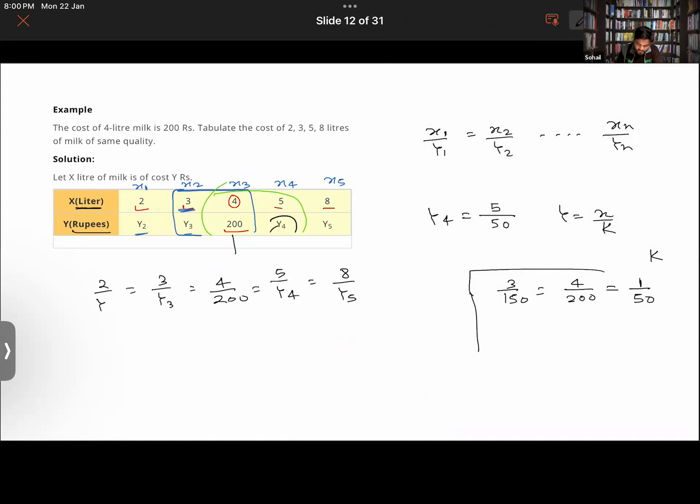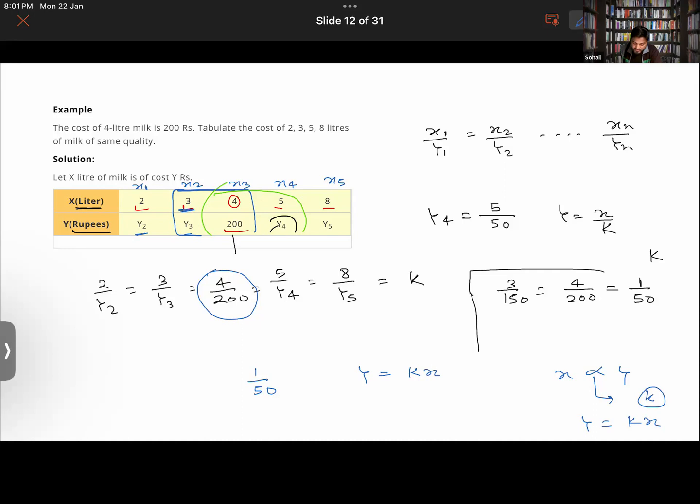All of them will give you a constant value, which we are going to call k, because we know that it is in direct proportion. So 4 upon 200 gives you 1 upon 50. And you know that y is actually equal to k times x, because remember that x is proportional to y. In order to remove this sign of proportionality, we took a constant value k, and we wrote y is equal to k times x.